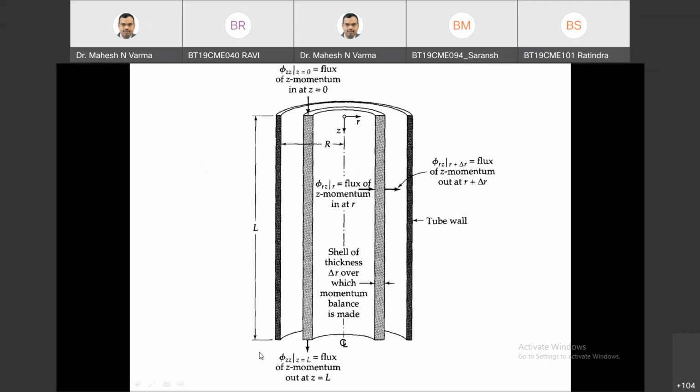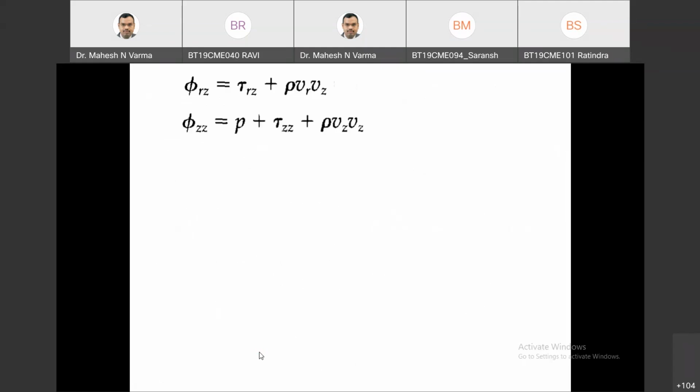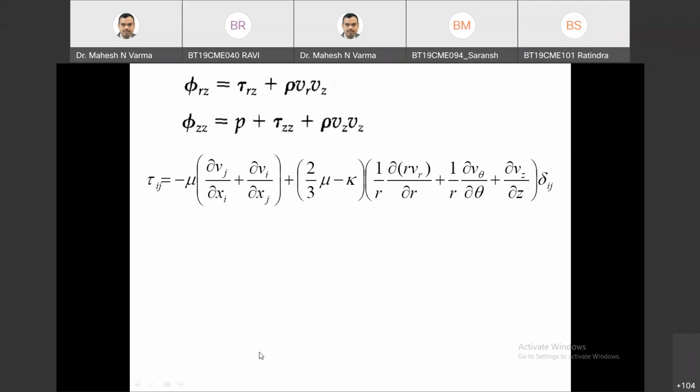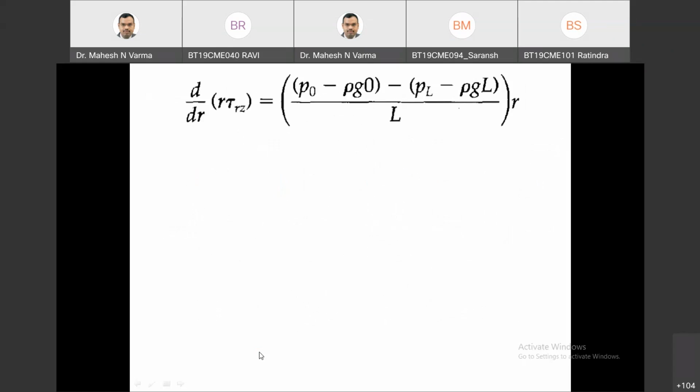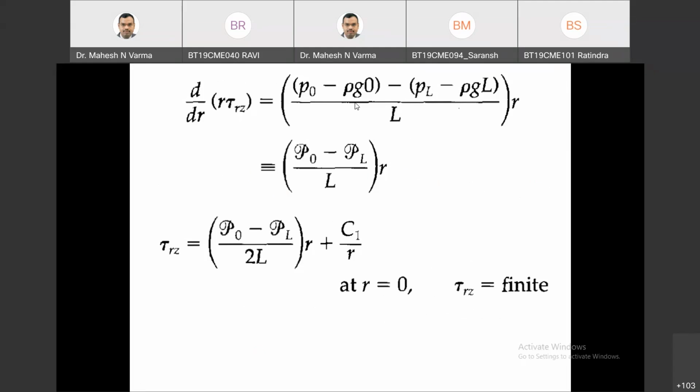Rate of momentum coming in, rate of momentum going out, rearranging all these equations and writing in combined pressure form, we got this equation. This is a definition of generalized Newton's law of viscosity. This is combined pressure form. So we have written P0 plus rho g, P0 minus rho g, because the momentum is in downward direction. Integrating this equation and using logical boundary conditions, we got the flux profile.